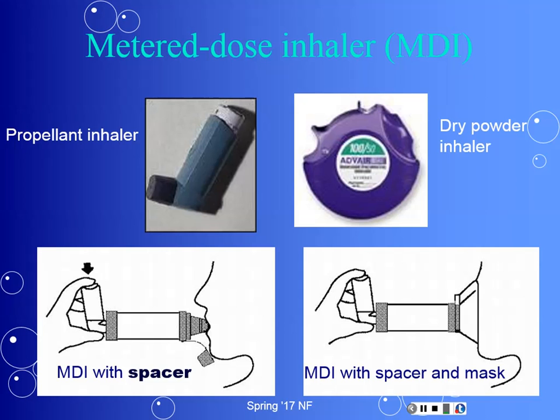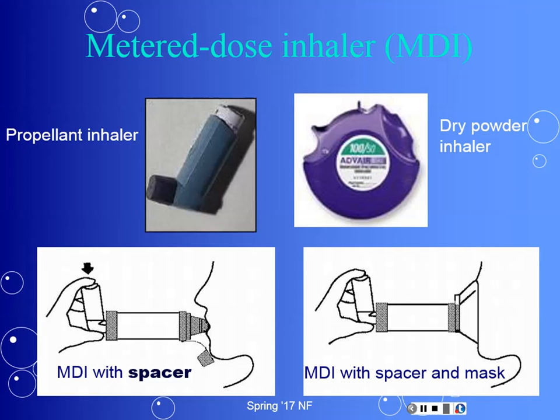Good. Then if they have a propellant inhaler, they always need to be using a spacer with their propellant inhaler. How many of y'all, if you've seen somebody take an inhaler, have ever seen them use a spacer with it? Never. And everybody should use one. It's not just a kid thing, it's an adult thing, too. You should be using the spacer, and the reason is so you're actually getting the medication and you're not just spraying it into the back of your mouth. It's actually going into your airway as you're breathing in and out.